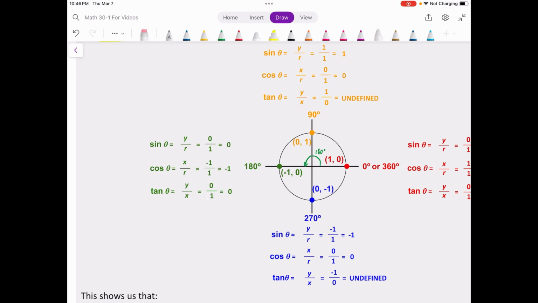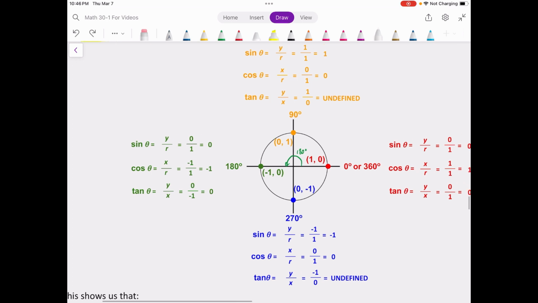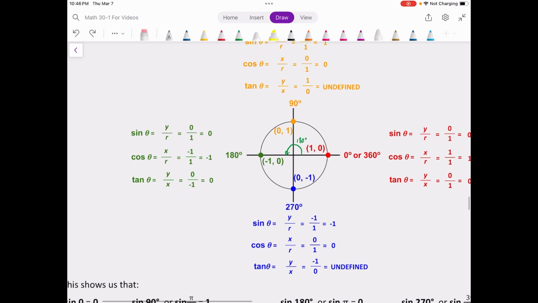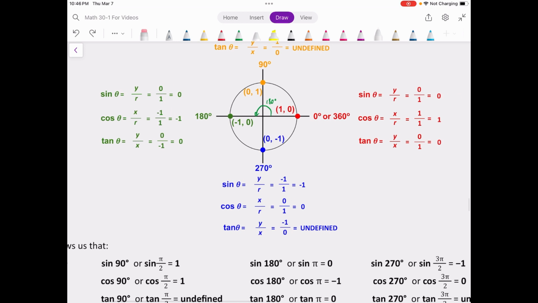R is always positive. Oh, what am I doing? Sorry, I was thinking I was talking about sine. That's not a mistake. It is, because tan is y over x, and x is -1. But 0 over -1, still 0. So tan of 180 is 0. Okay? And then same logic, different outcome because we're in a different place now.